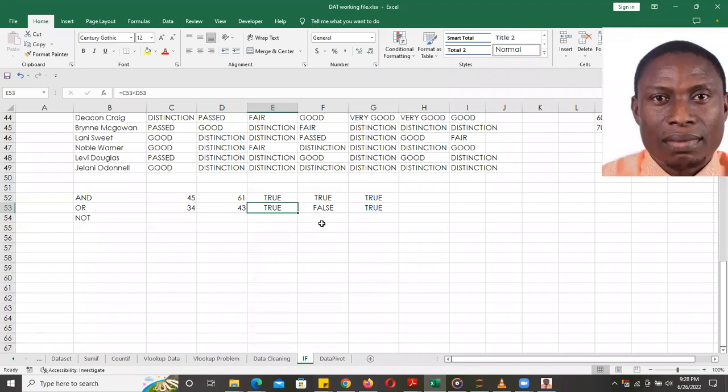So that's the condition this function is making use of. You won't see true and pick false. Always pick true once it is true or false. But in a situation whereby the two of them are false, then that's when you're going to have the output to be false.